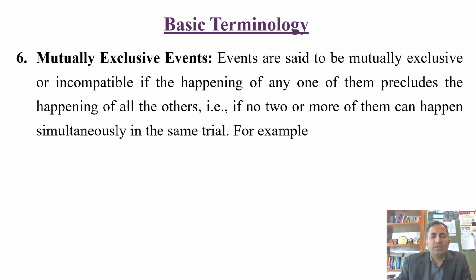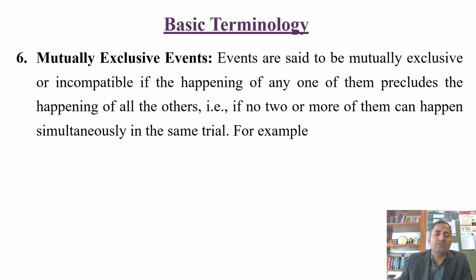You can understand this by example. If you're tossing a coin, what happens? Either head will come or tail will come. If head comes, there is a zero possibility that tail will come. So it alters the possibility of any other events.